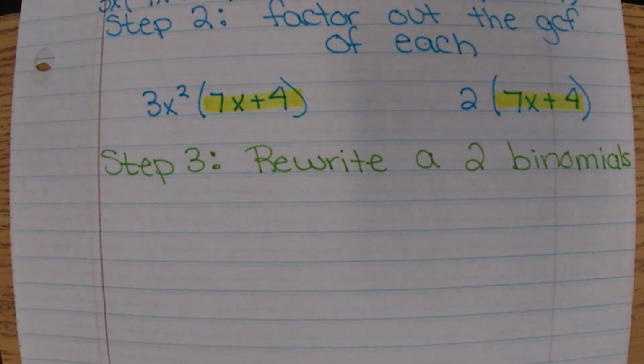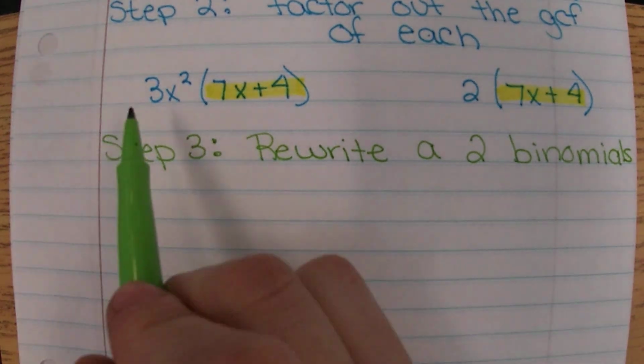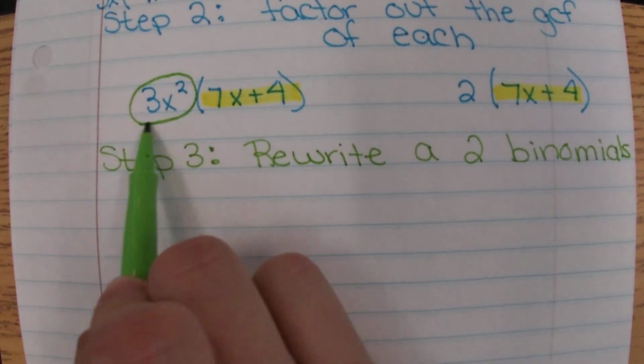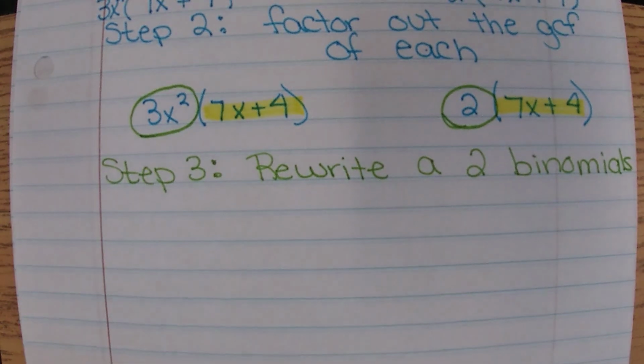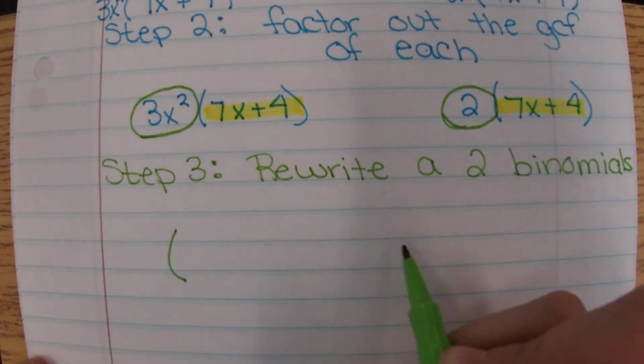Okay, we need to rewrite this as two binomials. Remember, a binomial is something with two terms. So we want two sets of parentheses where inside each set of parentheses we have two terms. Okay, and to make this happen, we're going to take the piece out here, the GCFs. Those two GCFs, we're not going to actually add them because they're not like terms. We're just going to sort of set them side by side.